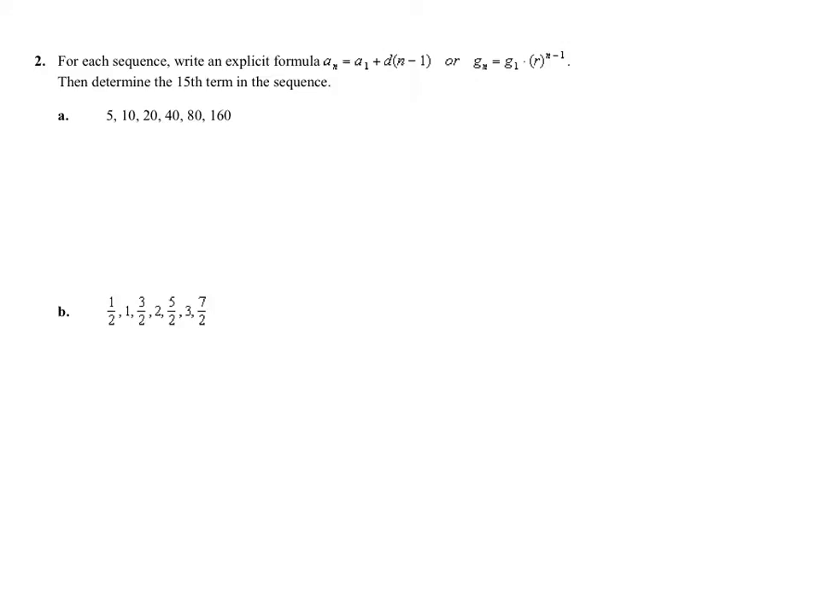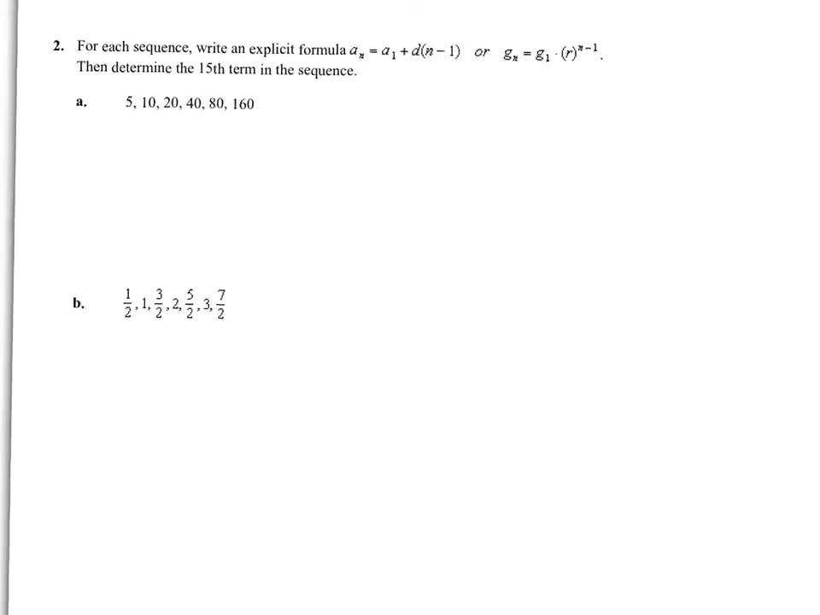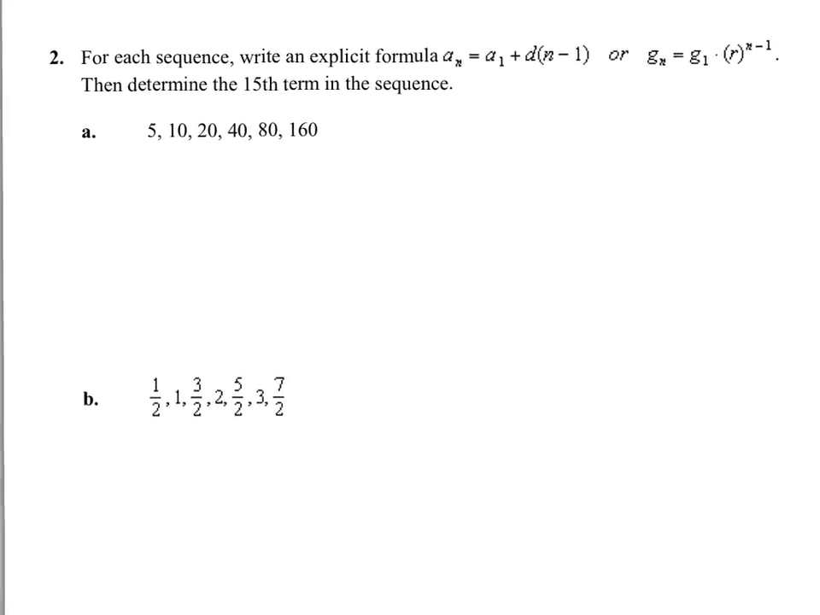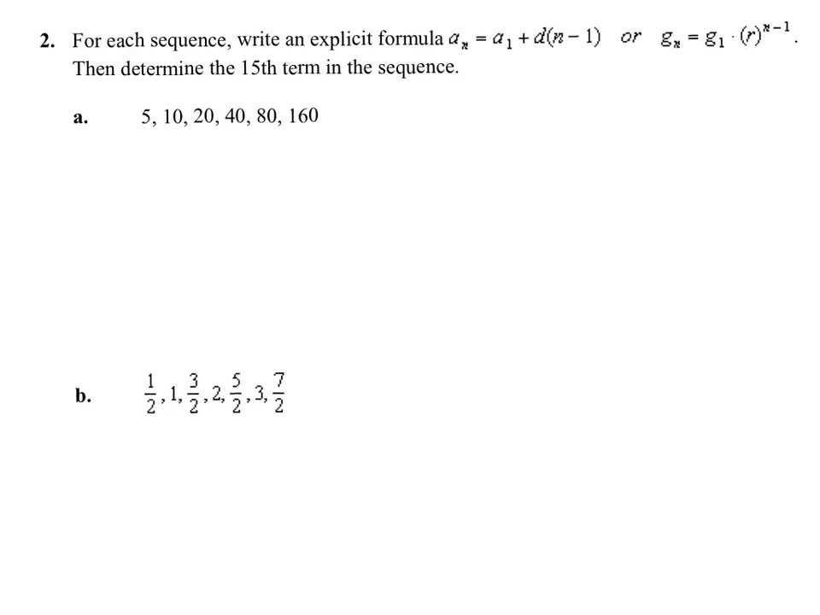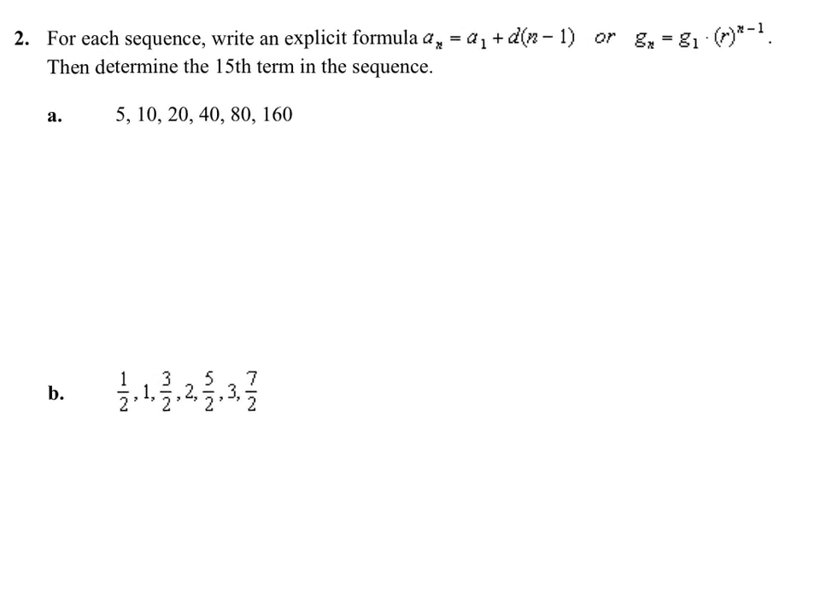All right, for each sequence, write an explicit formula. A sub n equals A sub 1 plus d times n minus 1, or G sub n equals G sub 1 times r raised to the n minus 1. Then determine the 15th term in the sequence. All right, so we've got two explicit formulas. This is for your arithmetic sequences, and this is for your geometric sequences. And then we have to figure out, first and foremost, what sequence do we have?